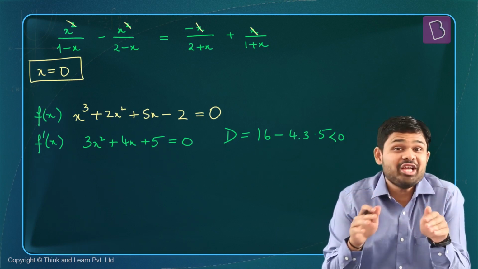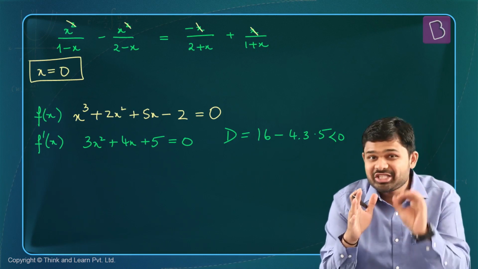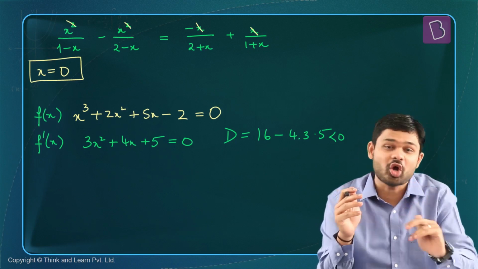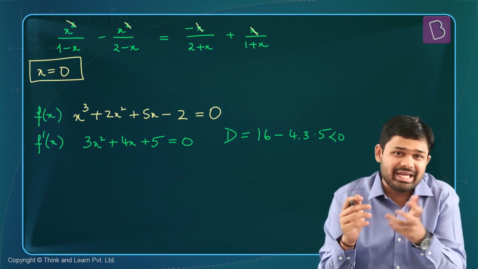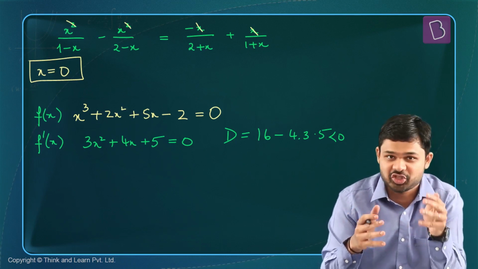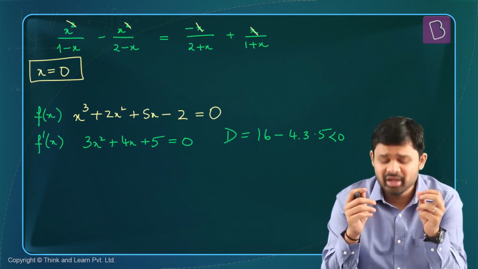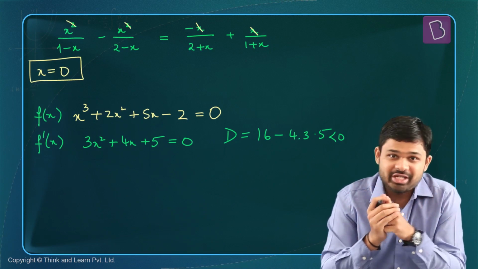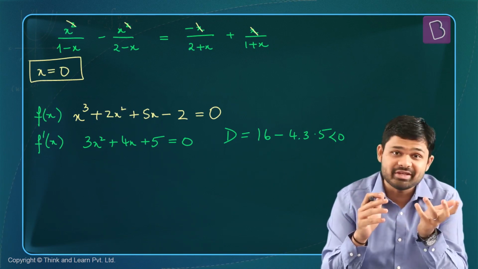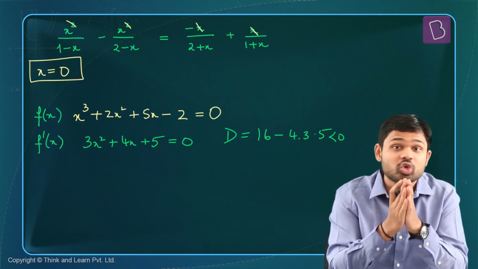This means f dash of x is never 0 for any real value of x, which means that this function is going to be either always increasing or always decreasing. Well, if you put any value of x, you will see that this will always be an increasing function. So this function is going to be an always increasing function. And if you take the limit of this function as x goes to negative infinity, the value of the function will go to negative infinity. If you take the limit as x goes to infinity, then the limit will also go to infinity.